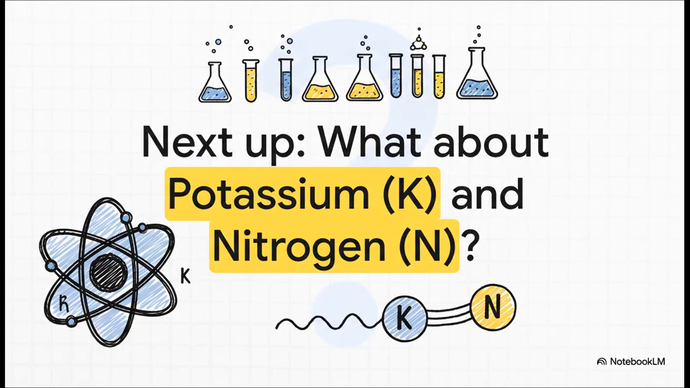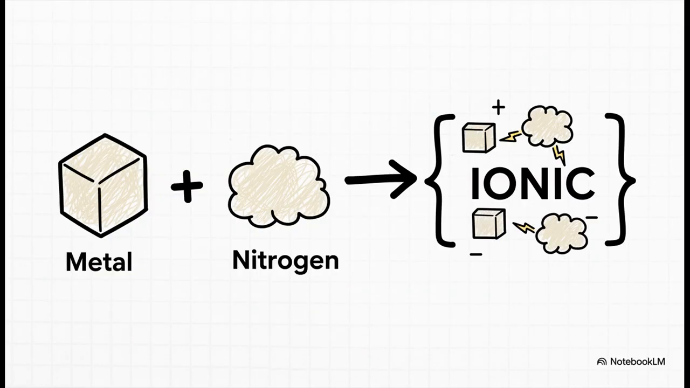Let's try another one. This time we have a compound made from potassium, that's symbol K, and nitrogen, symbol N. What family does this one belong to? Let's run the process again. Step 1, potassium is a metal, nitrogen is a nonmetal. Step 2, a metal plus a nonmetal makes this an ionic compound. So for step 3, what's our rule?